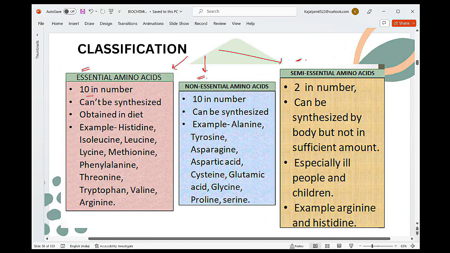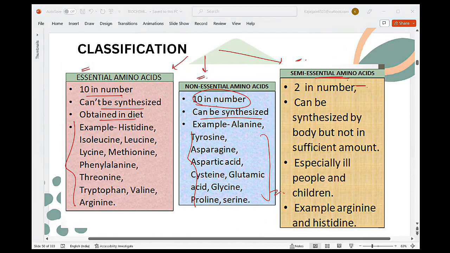Essential are 10 in number. They cannot be synthesized, they need to be obtained in the diet, and these all are the examples. Then you have non essential, 10 in number. They can easily be synthesized in the body, and these are the examples. Then you have semi essential amino acids. These are 2 in number.